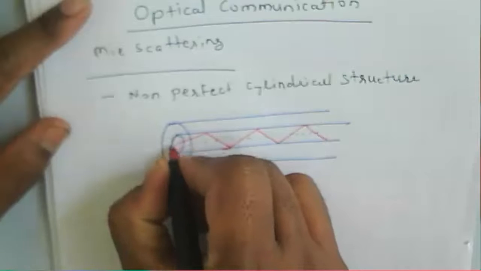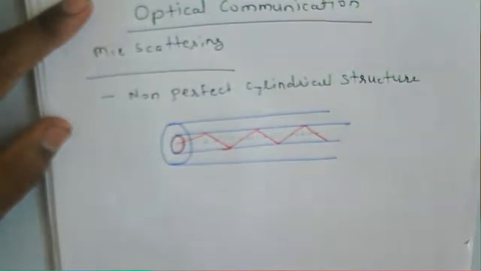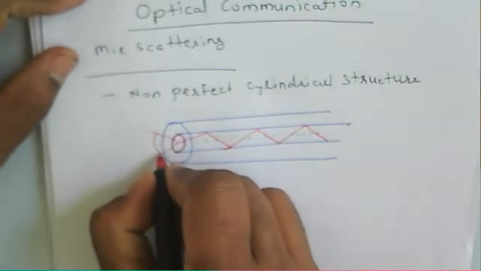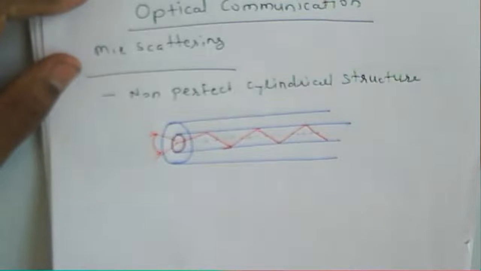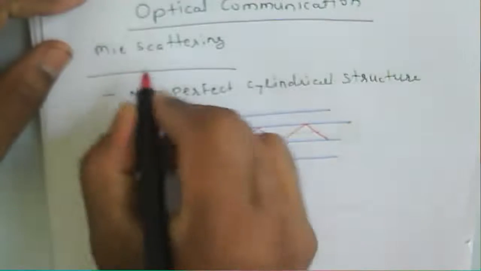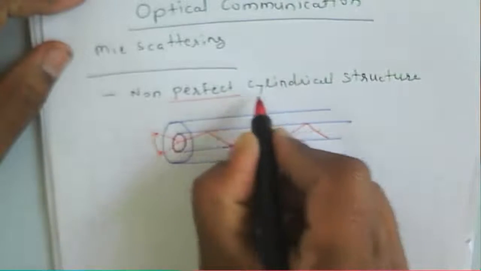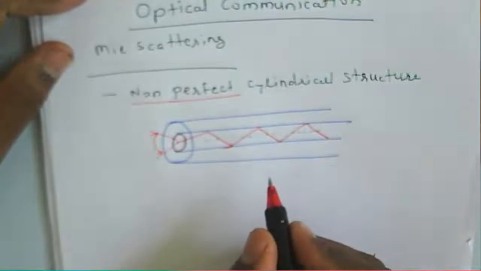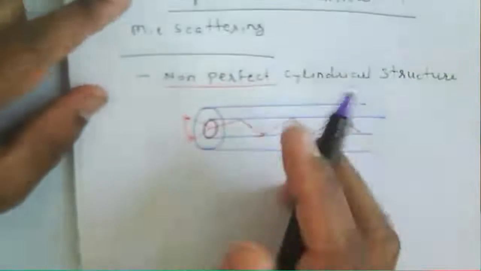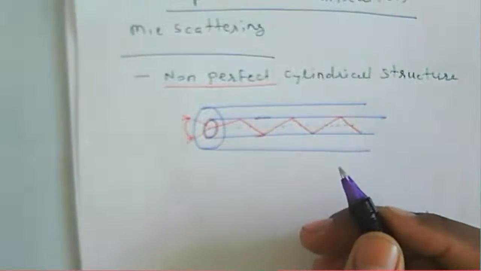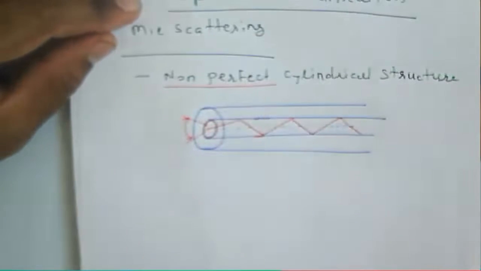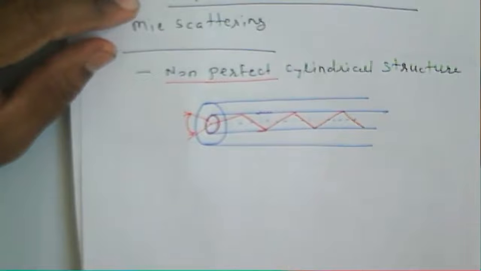Based on the size of the core, the aperture changes. We can say what the acceptance angle of this particular fiber will be, and based on that the NA, the numerical aperture, changes. Now in Mie scattering, the cylindrical structure is not perfect. Some imperfections occur at the boundaries of the core and cladding, or some irregularities occur at the core and cladding interface.